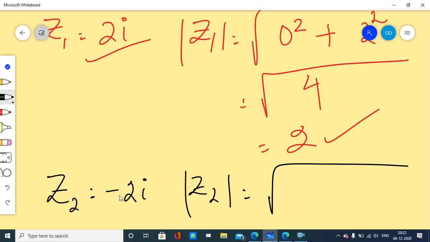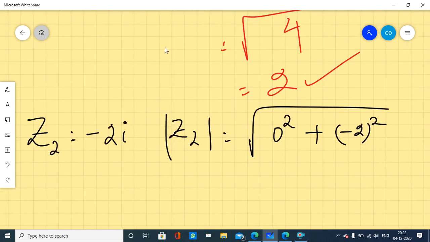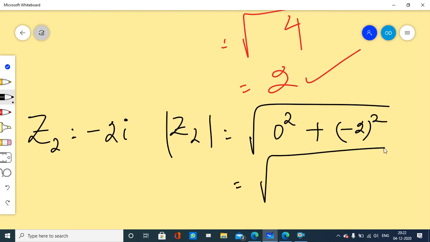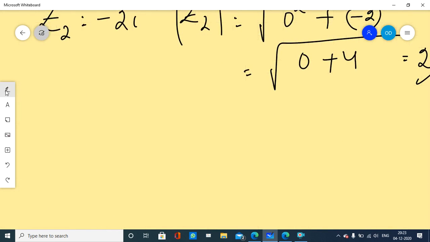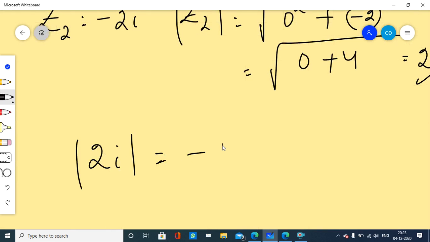Square root of real part is what? 0, square of real part, 0 square. What is the imaginary part here? Minus 2. Okay. Now you see here that this is 0, this is 4, 0 plus 4, 4, square root of 4 is 2. Well, do you see something here? You see that modulus of 2i, modulus of minus 2i, both are the same, 2, right?